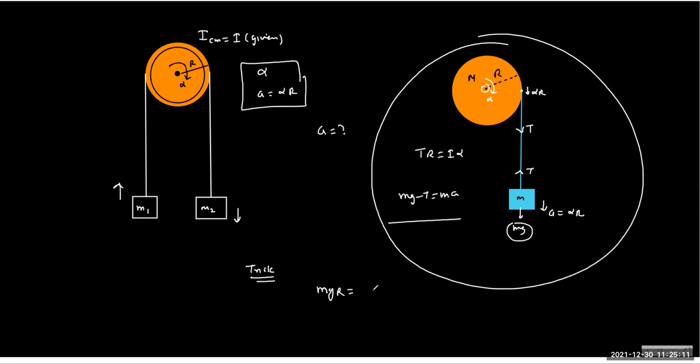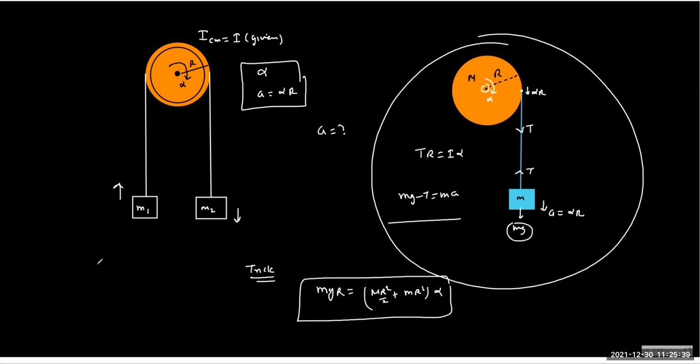And this torque equals the moment of inertia about the center, which will basically be m r square by 2 plus m r square, times alpha. This is the answer. This you can do in one line, but before that we need to learn what goes inside this trick, and then it's easy. Same way you can do it.